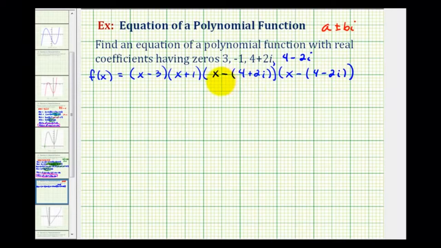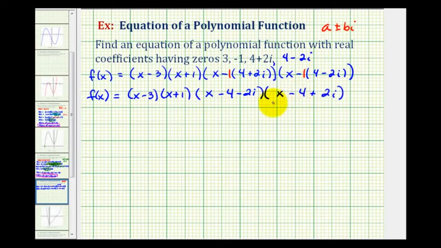Now let's take a look at these factors that contain the complex numbers. We could leave it in this form, but I think it's going to be easier to keep track of the signs if we clear these parentheses by distributing this minus sign, or we can think of distributing a negative 1. So let's go ahead and do that now. We'd have f of x equals the quantity x minus 3 times the quantity x plus 1 times the quantity x minus 4 minus 2i, then here we're going to have x minus 4, and then negative 1 times negative 2i is positive 2i, so we'll have minus 4 plus 2i.